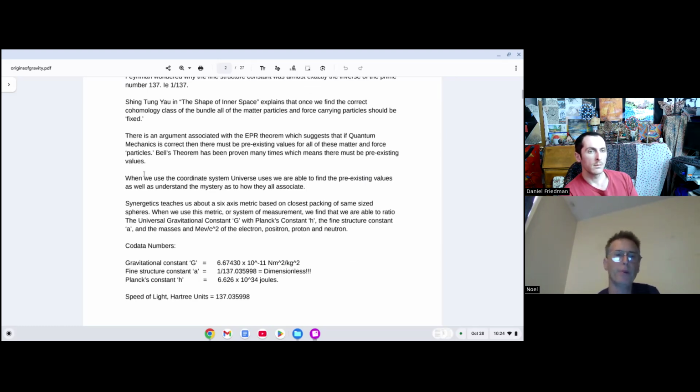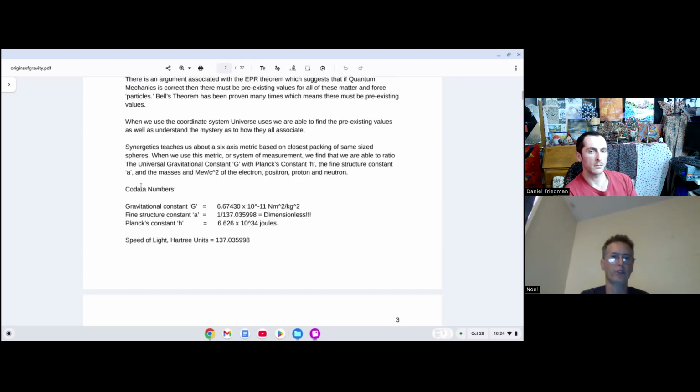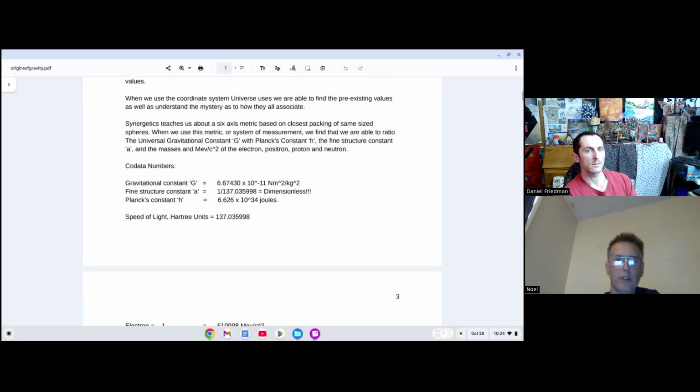And then we think about pre-time and pre-size values from synergetics, right? So I say when we use the coordinate system the universe uses, we're able to find these pre-existing values, as well as to understand the mystery of how they all relate. So in the six-axis metric, I'm going to go ahead and show how this works.